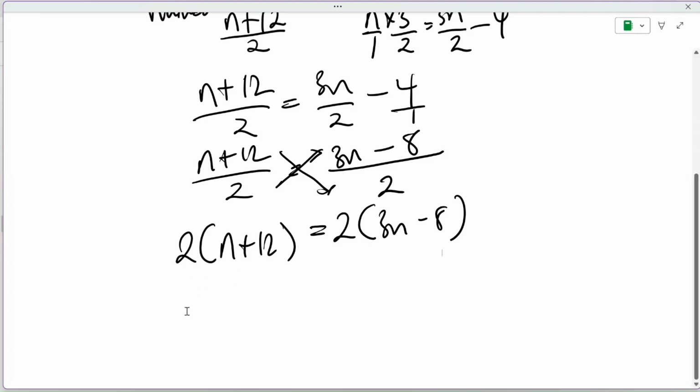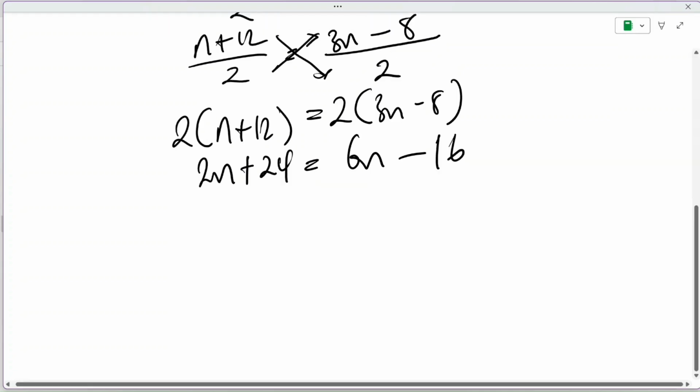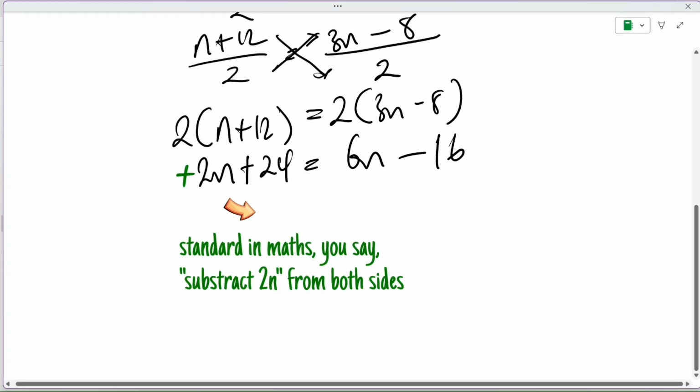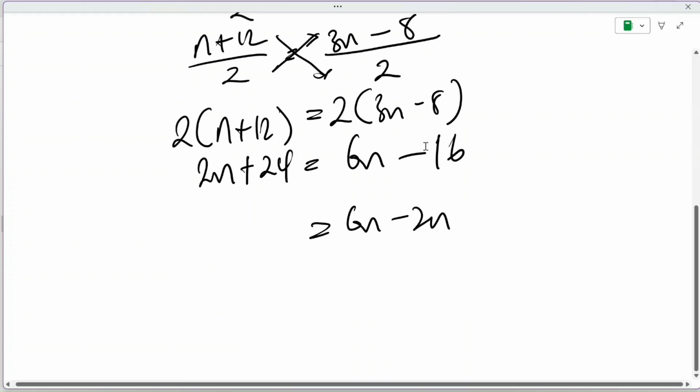So you have 2 times n is 2n, and 2 times 12 is 24, that's plus 24, equals 2 times 3n, that's 6n, 2 times 3 is 6 with the n, minus 2 times 8 is 16. Now I don't want my n negative. This is 2n and this is 6n. If I take this plus 6n over the equals sign, it turns to minus 6n. I get the negative for my n. I can work with it. But because we want to make maths easy for students, we'll do all our possible best to make them find the easy way out. So you take this plus 2n over the equals sign to the right, you have 6n minus 2n. Plus 2n crosses the equals sign and becomes minus 2n.